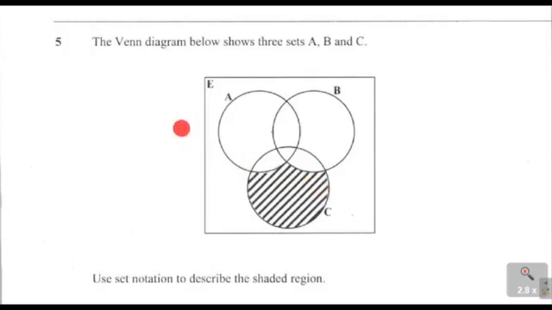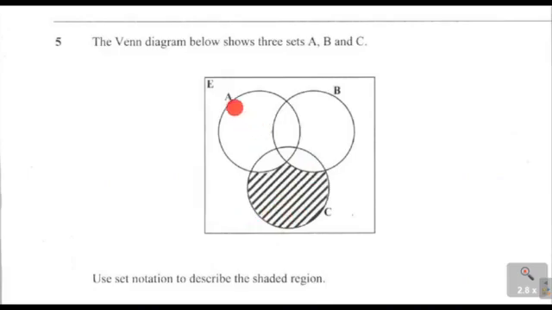Alright, so we come to our question 5. The Venn diagram below shows 3 sets: set A, set B, and set C. So we have set A right here, we also have set B right here, and we have set C. Use set notation to describe the shaded region. So they want us to use set notation to describe this shaded region right here, which is in set C.